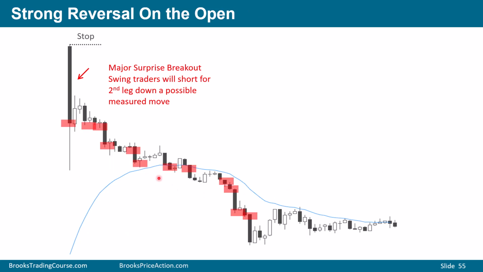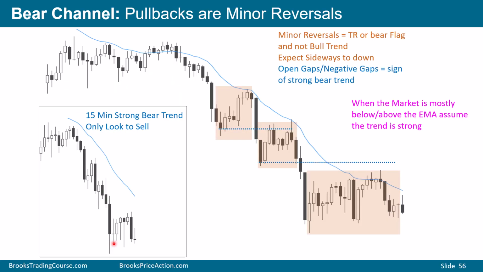Strong reversal in the open, we have a very big bear breakout. And occasionally, when you get a gap up and you get a big adverse bar against the gap, it can often make the market always in short with just one bar. Al calls this a major surprise. Major surprises are events that are strong enough to create second legs, and often a measured move of that initial surprise. And that's basically what we got on the open, a measured move from the high to the close, projecting down. Bear channel, pullbacks are minor reversals.